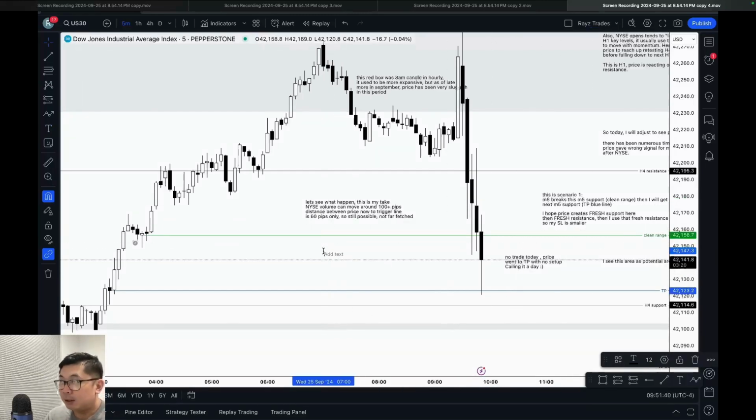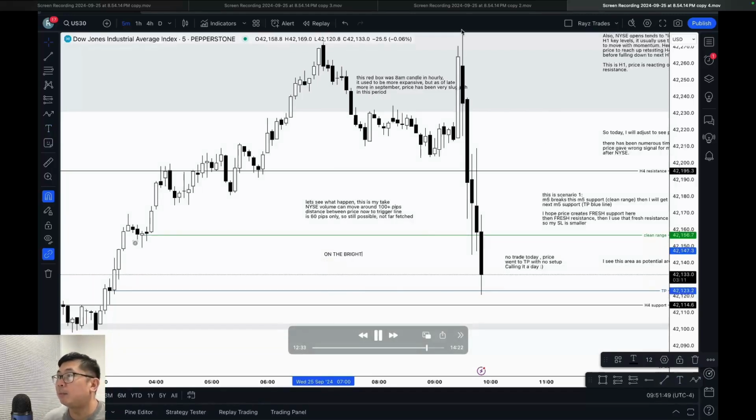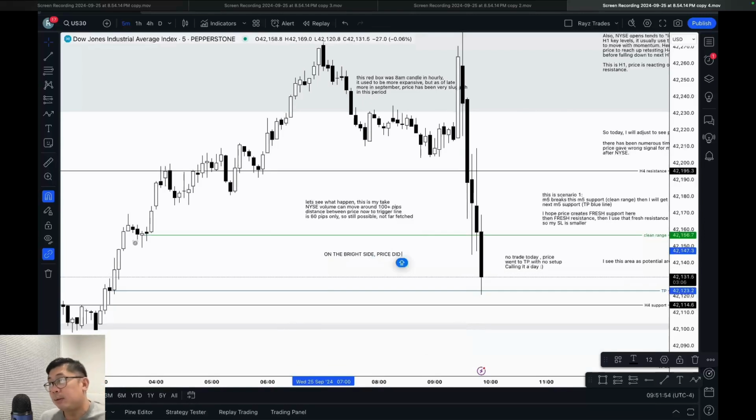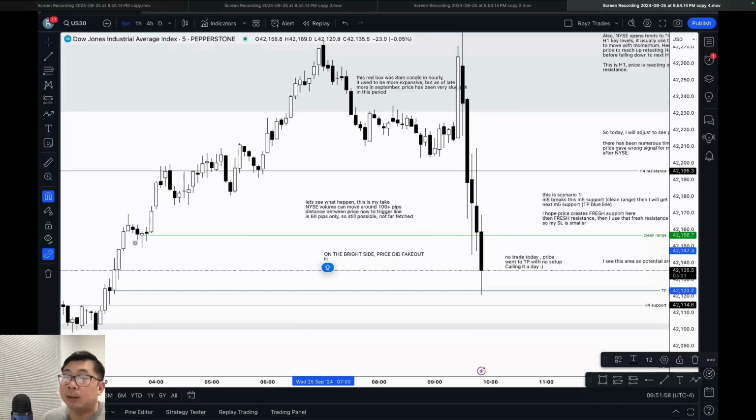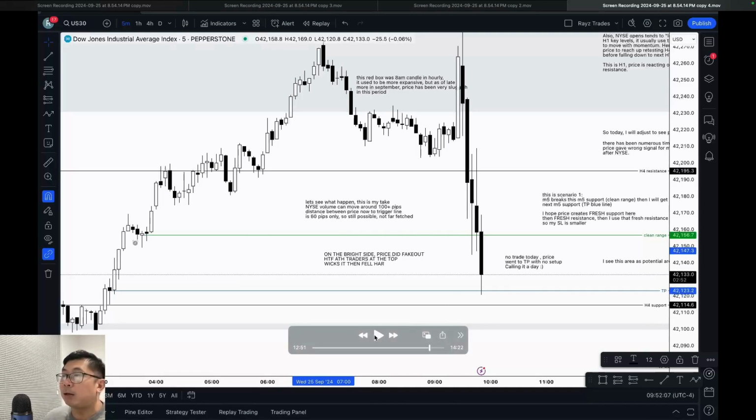On the bright side, I did call out this movement, this whole entire move up and down, before it happens. Why is this important? This is not about bragging or flexing. It's important for me, and I'm so happy, because it was part of my adjustment to the current market condition.